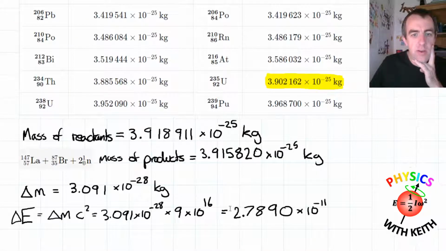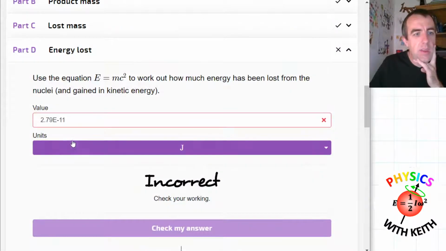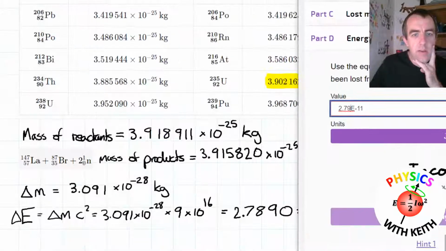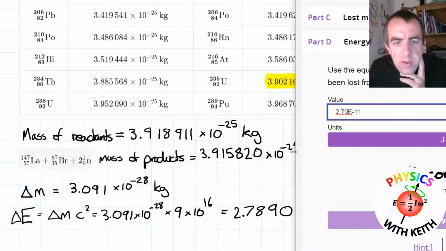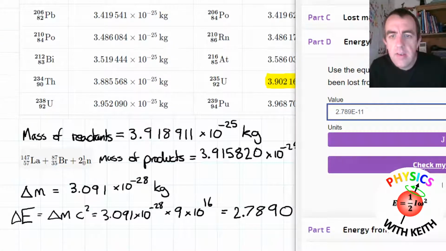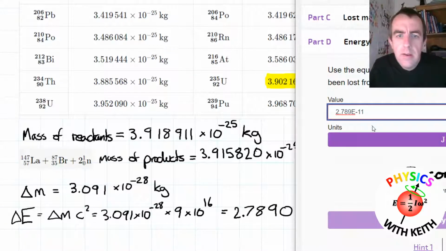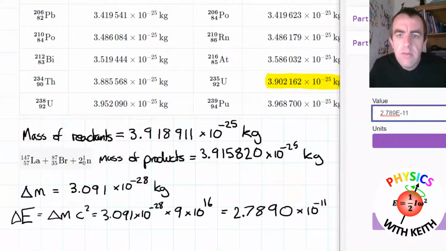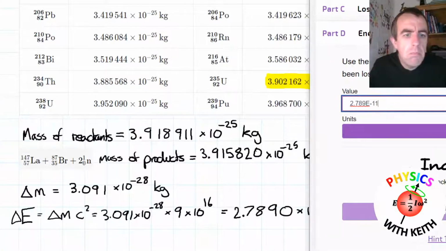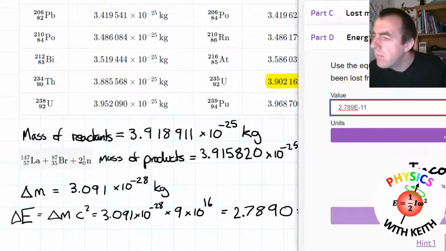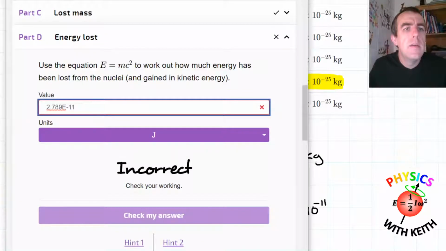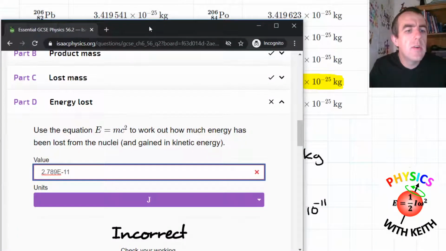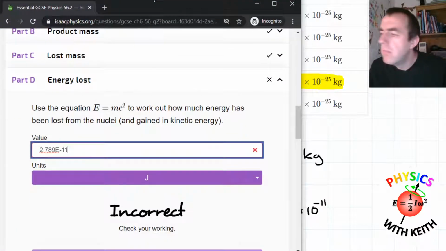What have I done wrong? 2.79. Should we enter it with more significant figures? See what I've done wrong. 2.789 times 10 to the negative 11. Can you see what I've done wrong there? Anyone out there on internet land see what I've done wrong? Because I certainly can't at the moment.